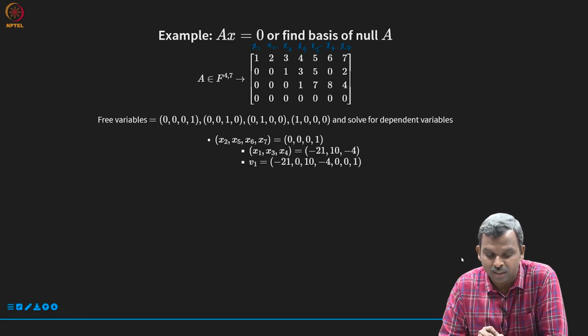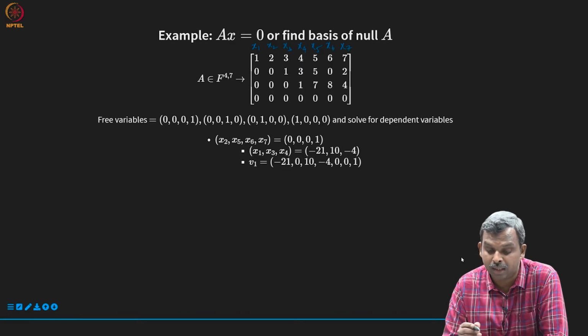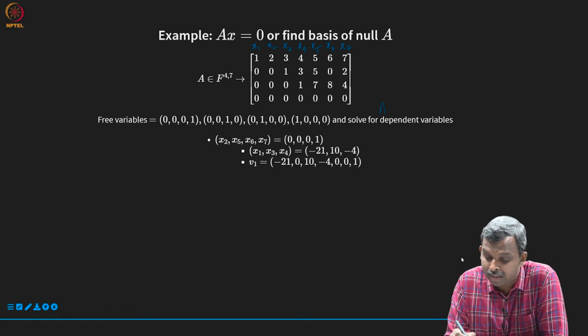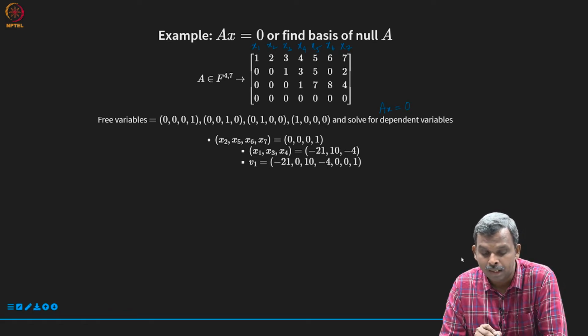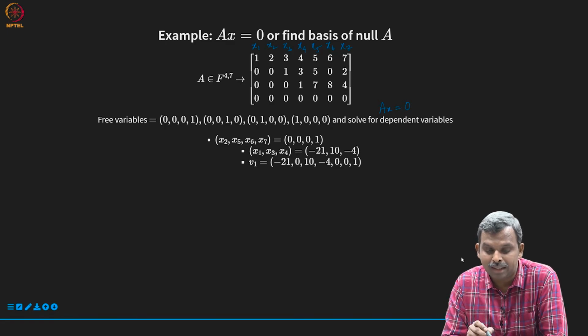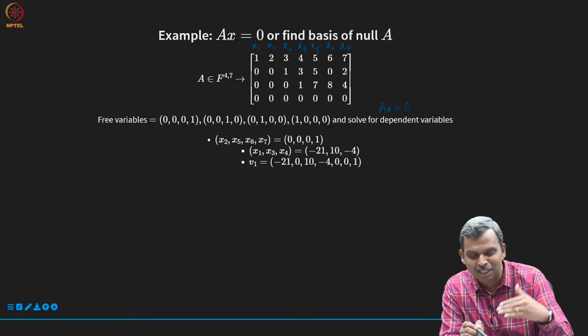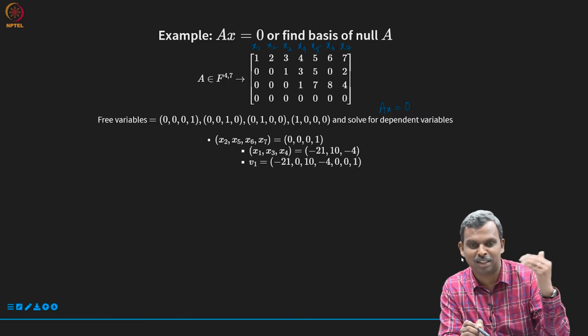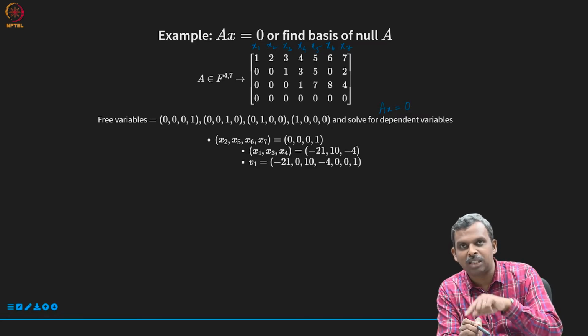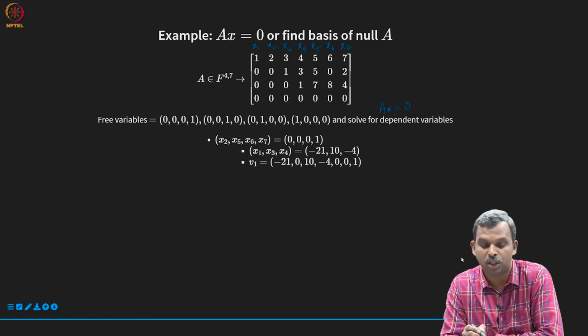And then you put x2, x5, x6, x7 as 0, 0, 0, 1 and you're solving for Ax equals 0. Remember that, that's very important to remember. When you're solving for that, it's easy to see. So you put x2, x5, x6 as 0, x7 as 1, and you want to solve for the dependent variables. You start with the lowest equation, because it's upper triangular, you start with the lowest equation and then you go back. What is your lowest equation?